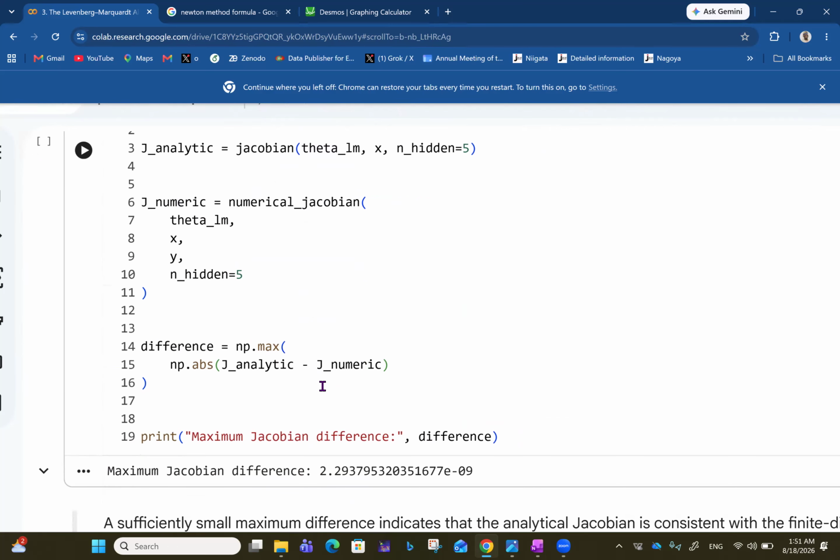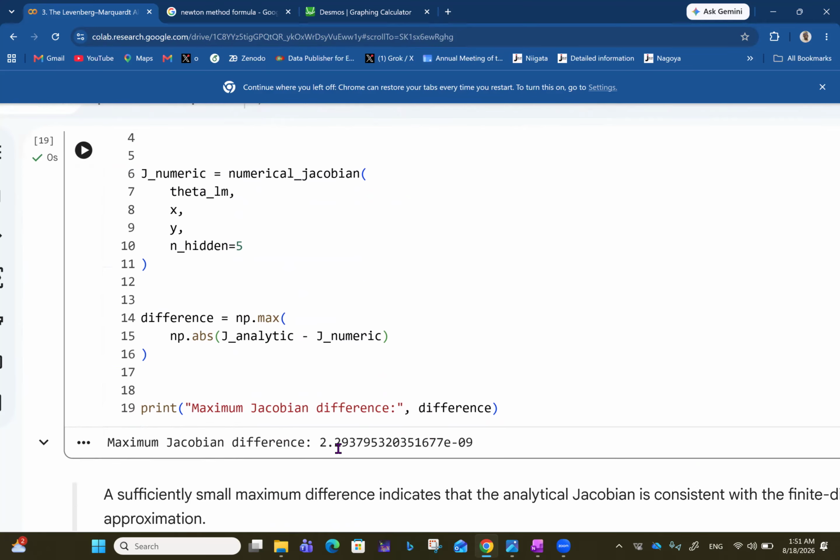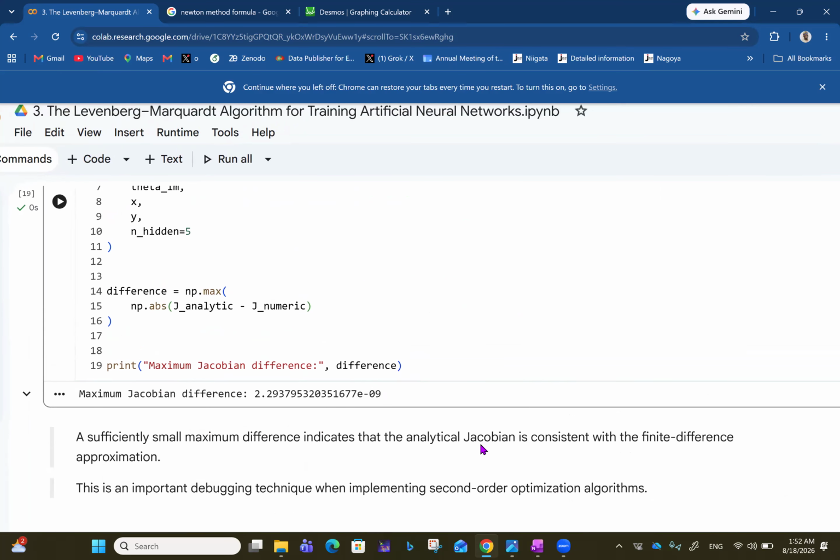So if you do that, we see that the maximum difference is 2.29 times 10 raised to a large negative power, and that's really small, because that would be like 0.000000000229, and so on. A sufficiently small maximum difference indicates that the analytical Jacobian is consistent with the finite difference approximation. This is an important debugging technique when implementing second-order optimization algorithms.